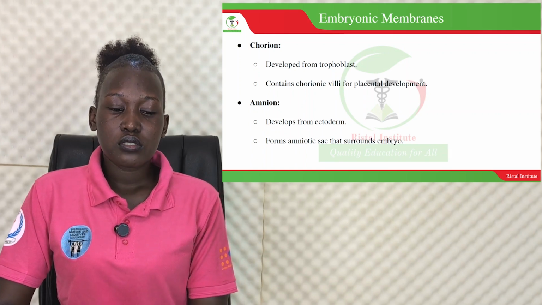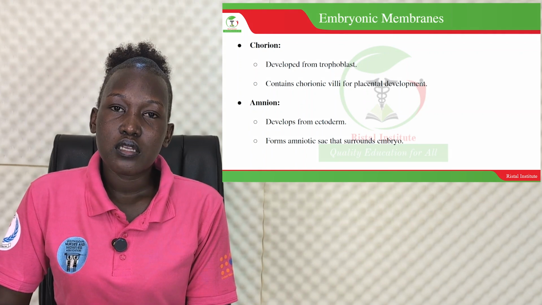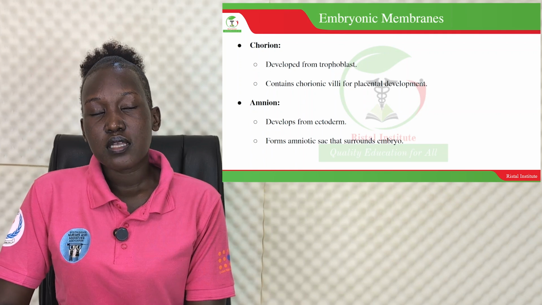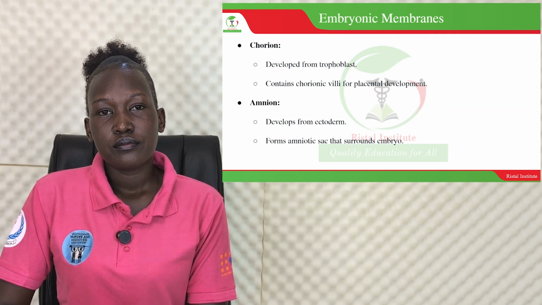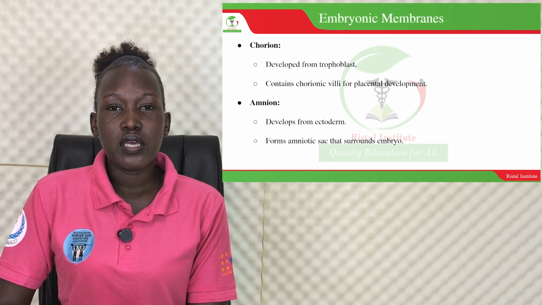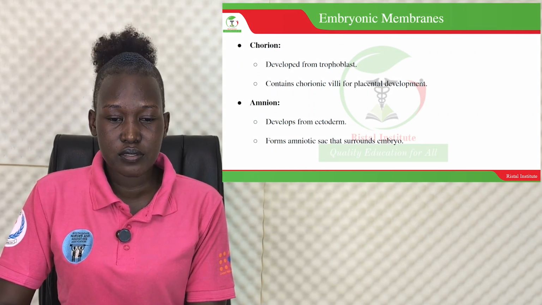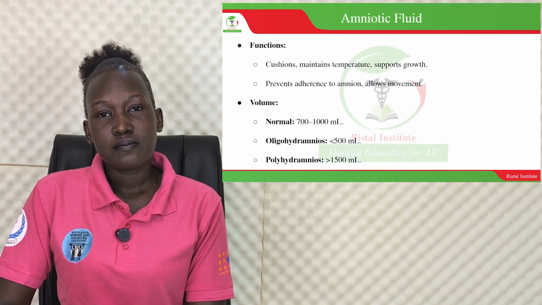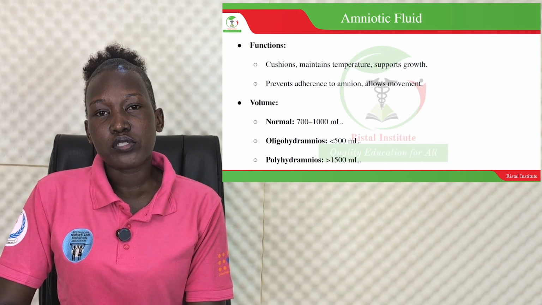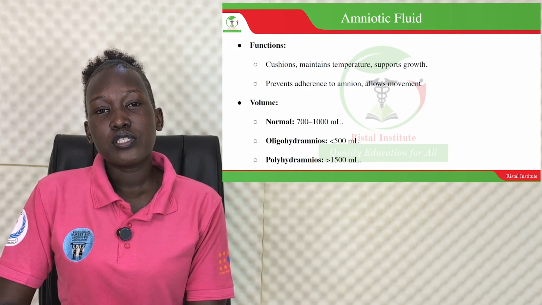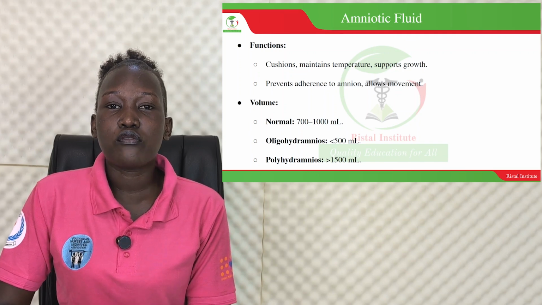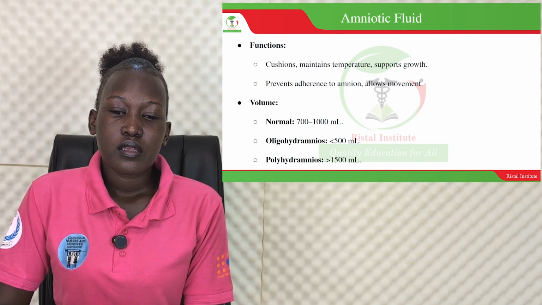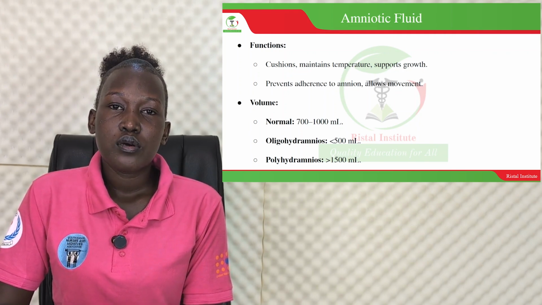Then we have amnion. Amnion develops from the ectoderm. So it forms the amniotic sac that surrounds the embryo. For it comes from the inner cell mass of the blastocyst. So our next is amniotic fluid. So we need to know where this amniotic fluid comes from. So the amniotic fluid comes from the inner cell mass of the blastocyst.